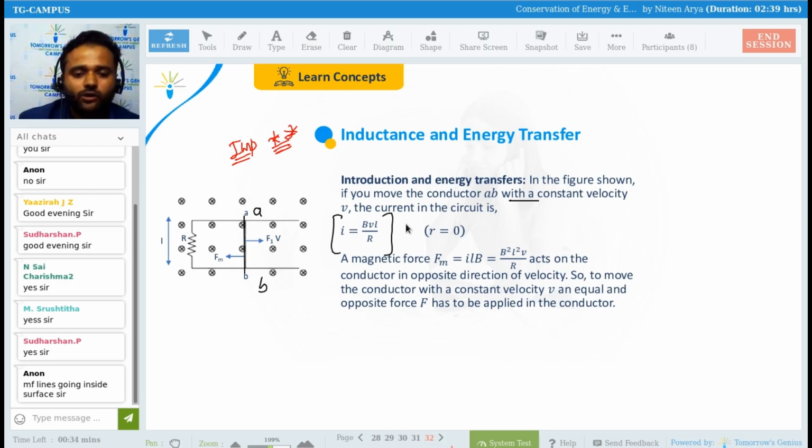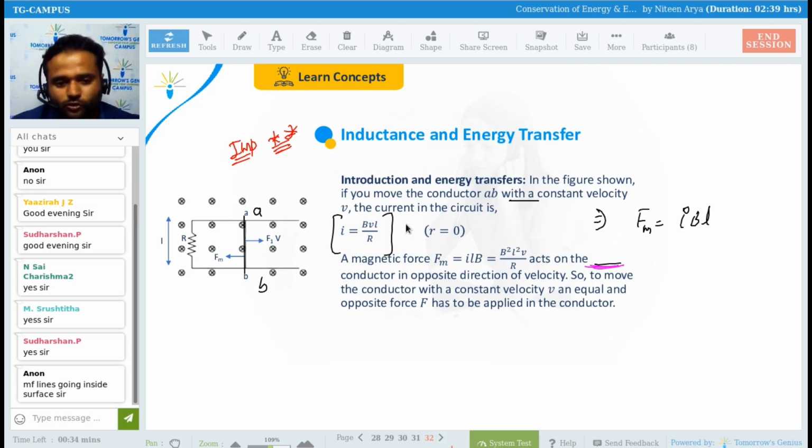Clear? Now the magnetic force is going to be IBL. Obviously, in this particular conductor AB there is a magnetic force, IBL sin theta or IBL simply. Putting the value of I, you can get B square L square V upon R. Clear? This one till now? Everything clear to each and every one here? Good.